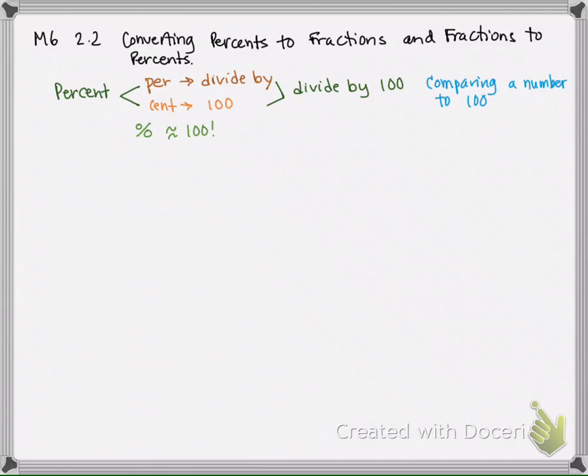Let me give you one example here. Let's use blue. If we had 45%, that would be 45 out of 100, or 45 over 100. That's a way to think about it. So the two things we're going to practice today are going from a percent to a fraction, and then from a fraction to a percent. Let's start with the first one.